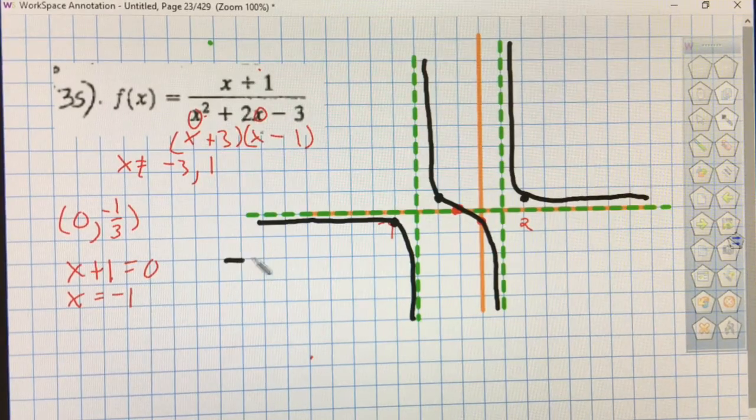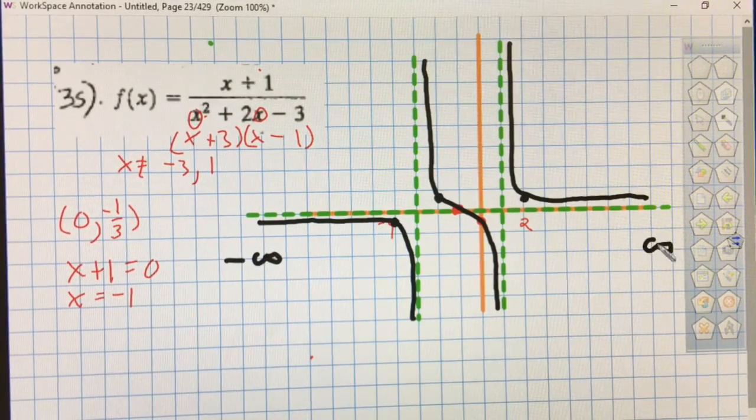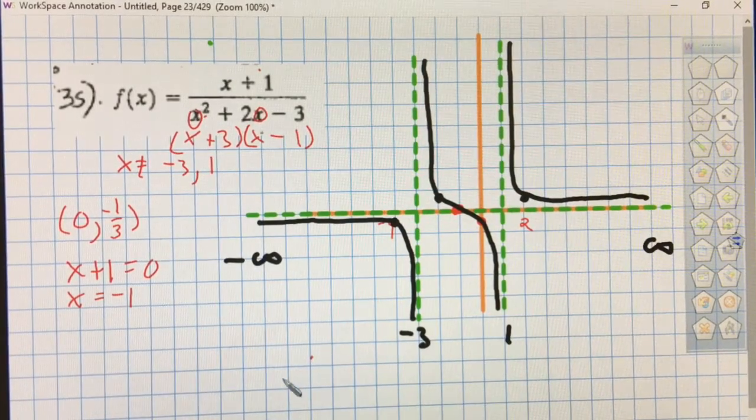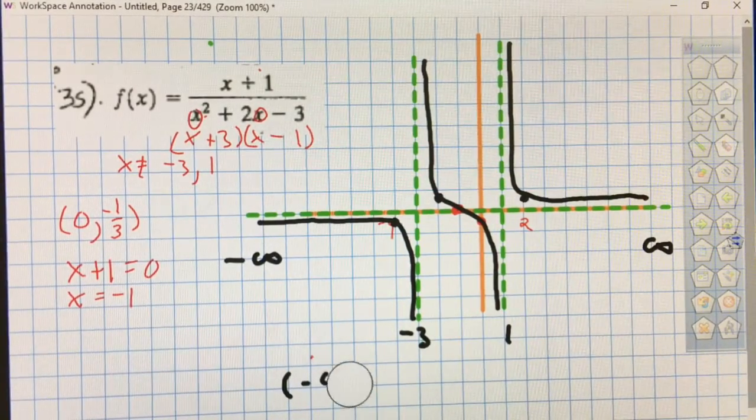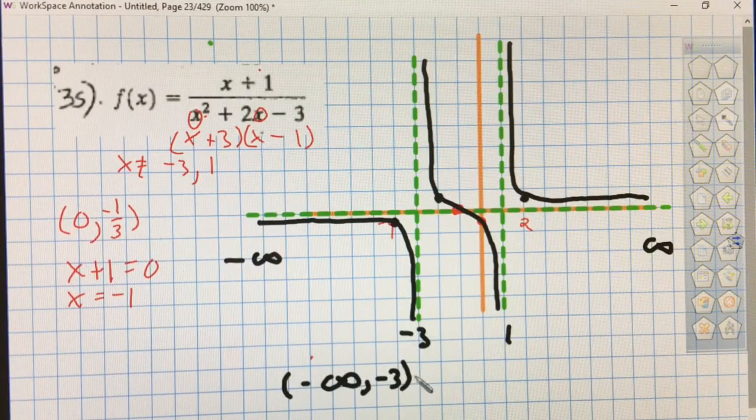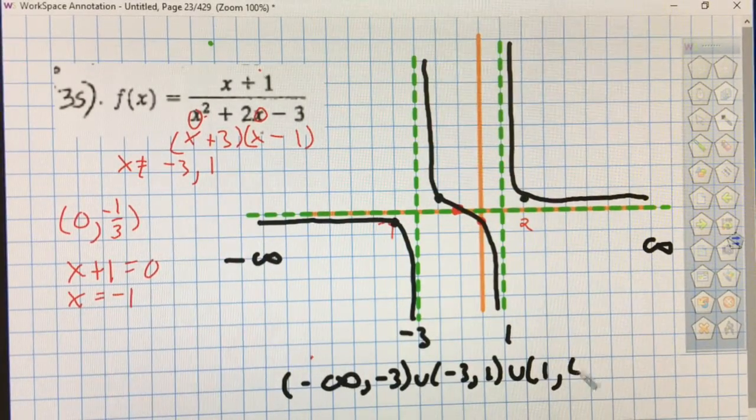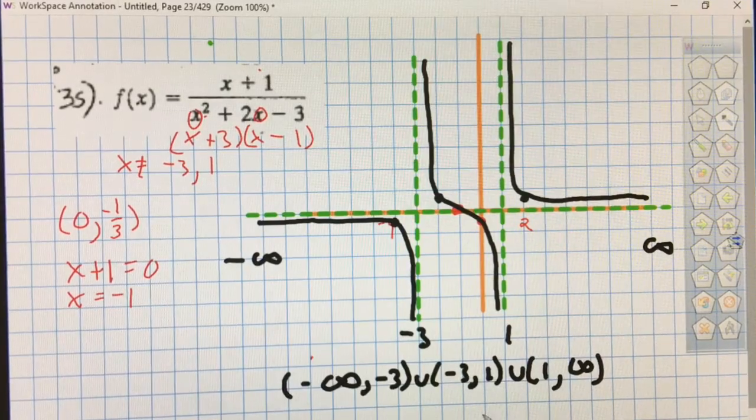On the domain, it goes up from negative infinity all the way to positive infinity, but there's a break at negative 3 and a break at 1. So that's going to look like this: parenthesis, negative infinity, comma, negative 3, parenthesis, it doesn't touch negative 3, union, negative 3 to 1, it doesn't touch, there's an asymptote there, union, and it picks up at 1 again, it doesn't touch 1, to positive infinity, and that's the whole domain.